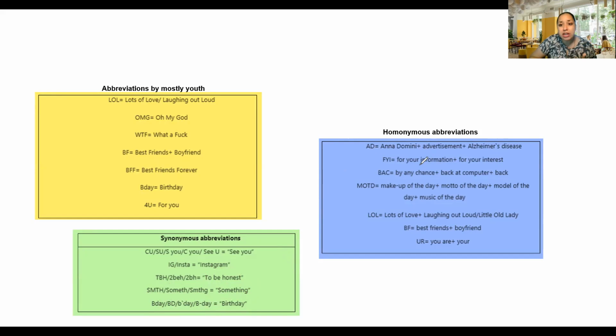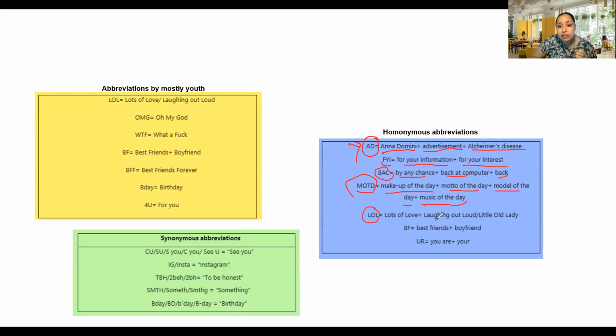And homonymous abbreviations like AD, used for different things, if we can mention some examples, like a name, for example, Anno Domini, or it could be used for advertisement, for Alzheimer's disease. You're gonna find it and it's the same thing. FYI, which could be for your information or for your interest. BAC, by any chance, back at computer, or back. MOTD, which could mean makeup of the day, motto of the day, model of the day, music of the day, which is like, there are different meanings, but it's the same abbreviation.